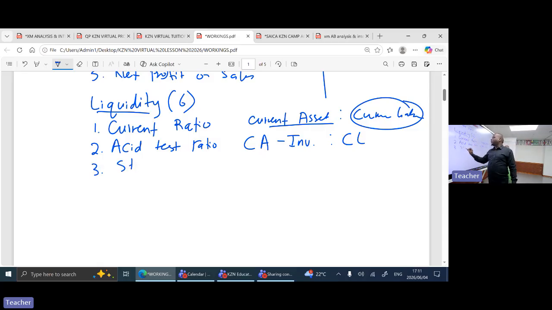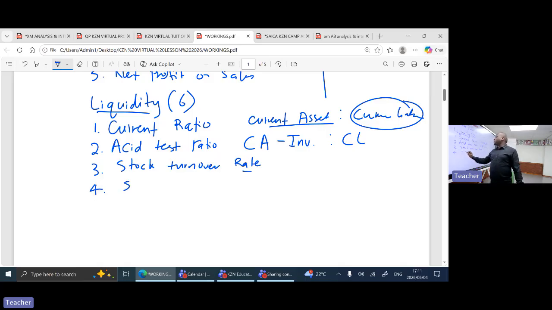Number 3, we have the stock turnover rate. Now, I want to check here in the business, how fast are we changing our stock? Hence, we have the turnover rate, the stock turnover rate. How many times do we change our stock in a year in the business? I will also show you a formula with this one.